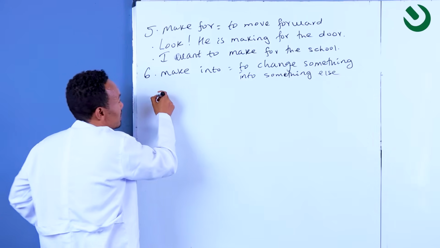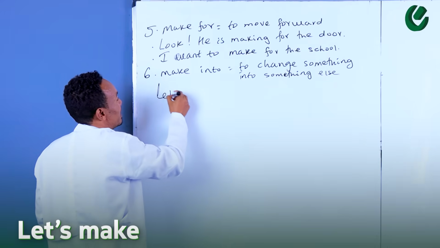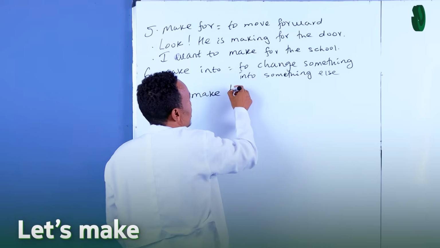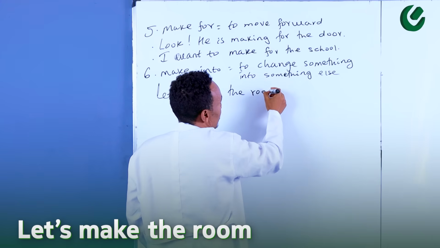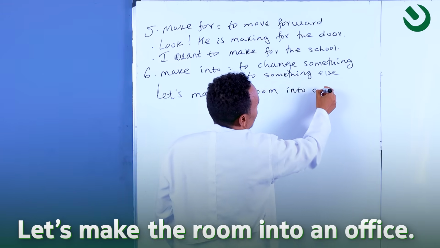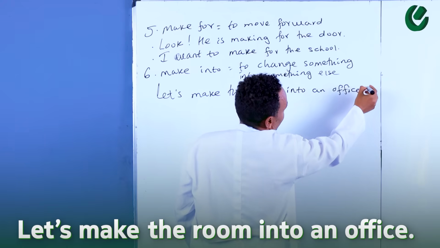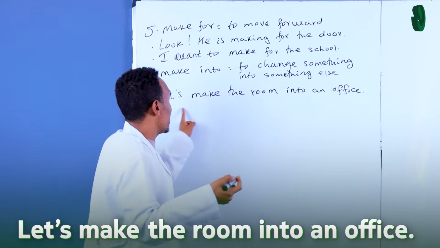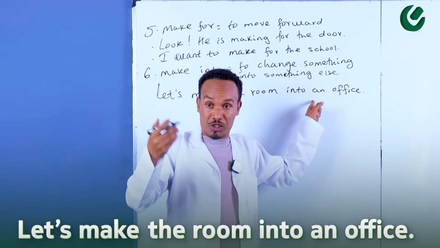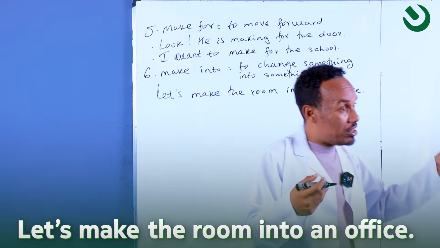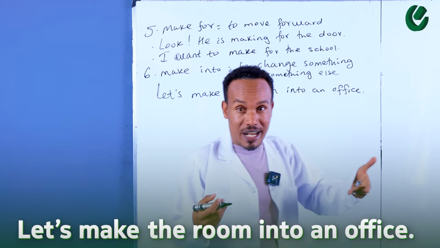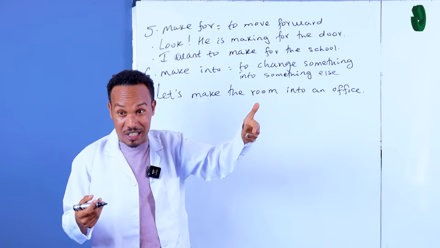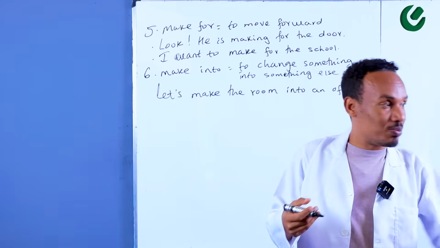For example, let's make the room into an office. Into what? An office. So you're making or you're changing the room into an office. So you're saying, let's make the room into an office, all right? Let's make the room into an office. It means that let's change the room into an office, all right? Yes or no? So what do you mean by make into? To change something into something else, all right? Okay, can you make your own examples, please? Your own example.